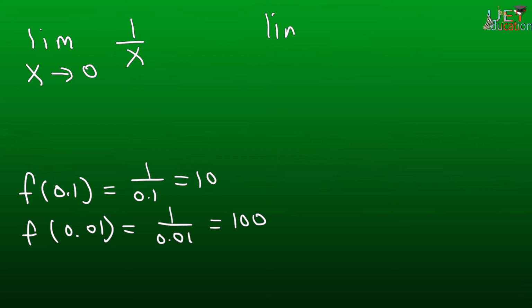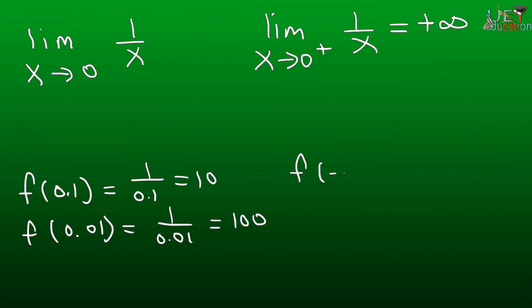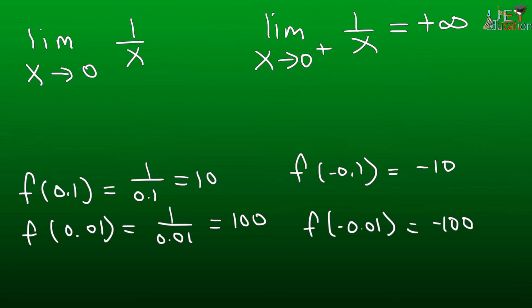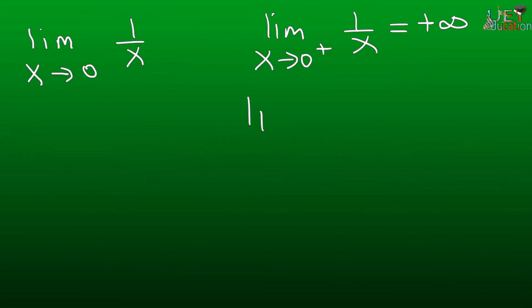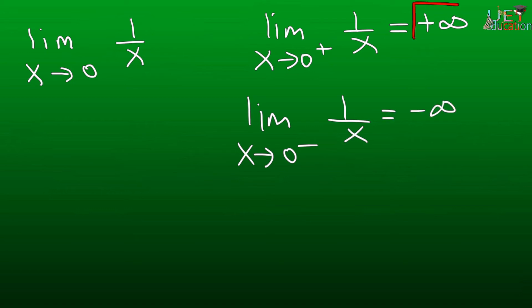So we could say that the limit as x approaches 0 from the right of 1 over x will increase towards positive infinity. Now, if we plugged in negative 0.1, this would be negative 10. And if we plugged in negative 0.01, that's going to be negative 100. So therefore, we can come to the conclusion that the limit as x approaches 0 from the left side of 1 over x is negative infinity. Now, because these two do not match, the limit does not exist.